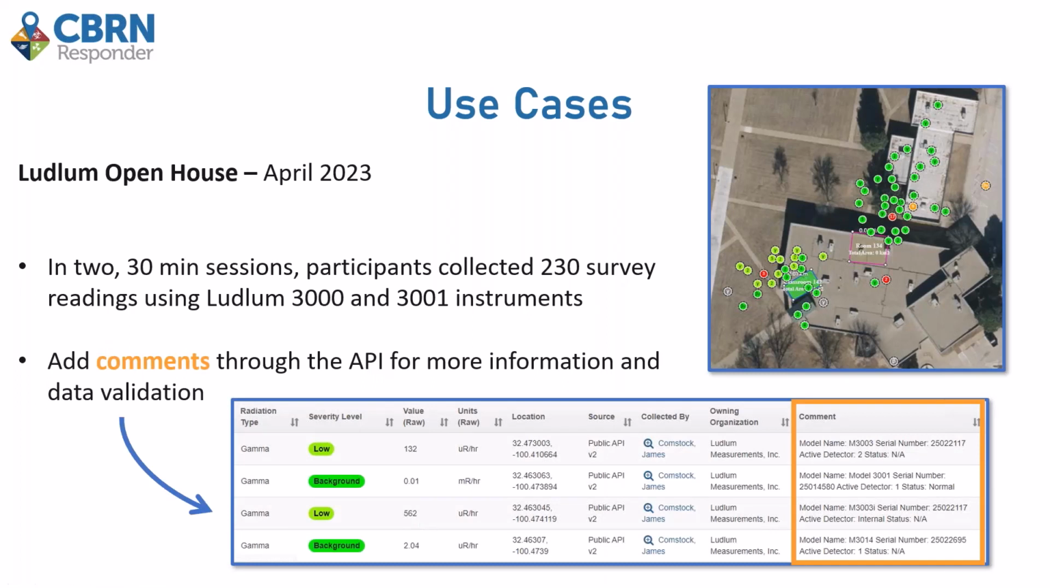Something else that you're able to do with your equipment items and with the equipment API is add any comment or pertinent information such as battery life. So Ludlum actually, their equipment is set up to add that as a default comment anytime a data point comes in. So you can see highlighted in orange, for data validation for my assessors, I can see the model name and serial number to match that up.